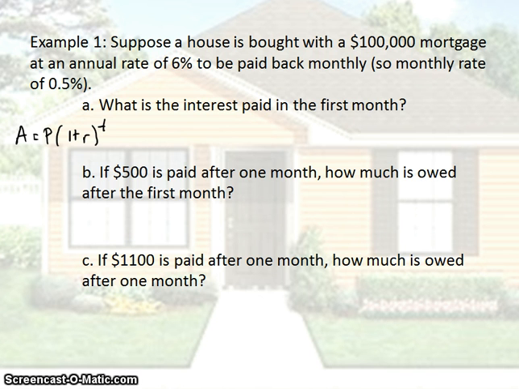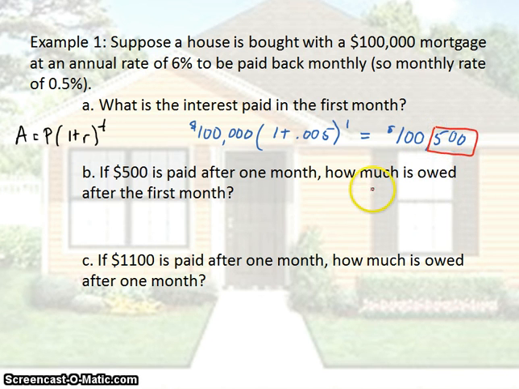So what is the interest paid in the first month? Well, our principal is $100,000, and then I have 1 plus our rate, which is 0.5%. As a decimal, that is 0.005. We want to know after 1 month, so we're going to raise that to the first power. When we calculate this, after 1 month, we would owe $100,500. So everything over $100,000 is the interest we would accumulate over the first month. So we would have $500 in interest after only the first month.